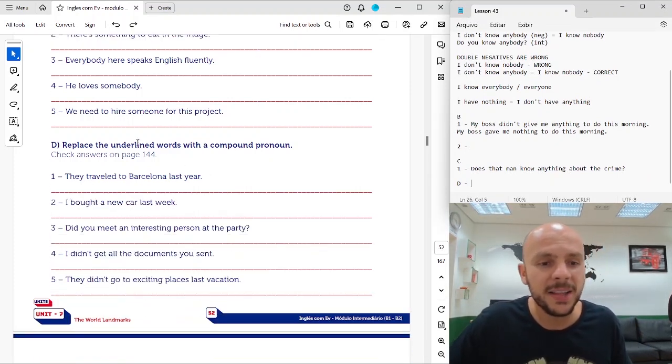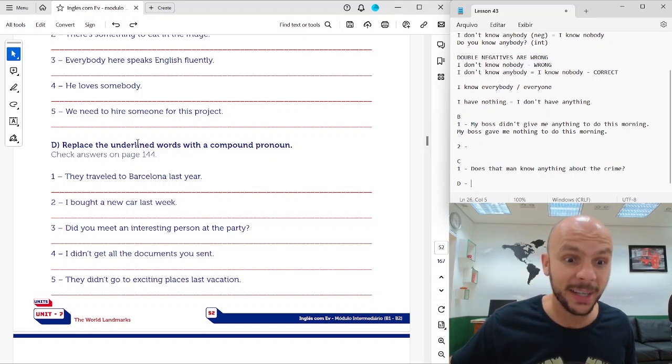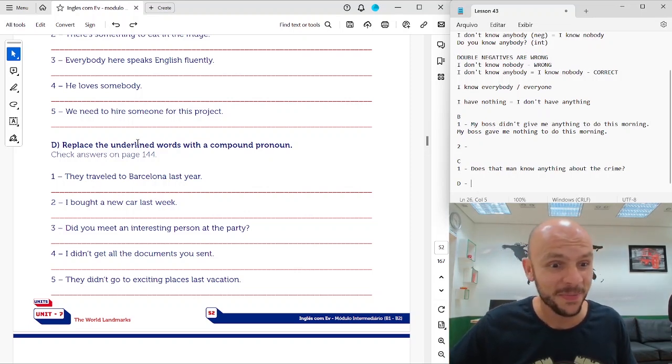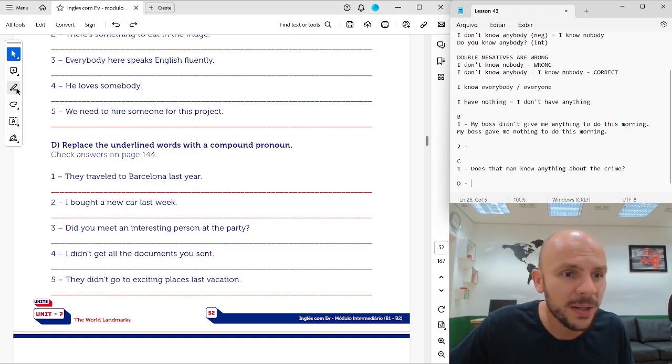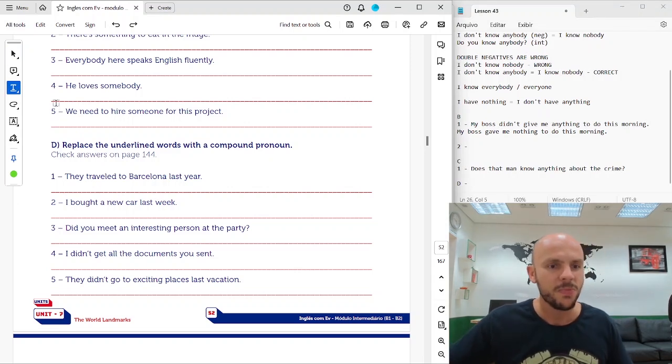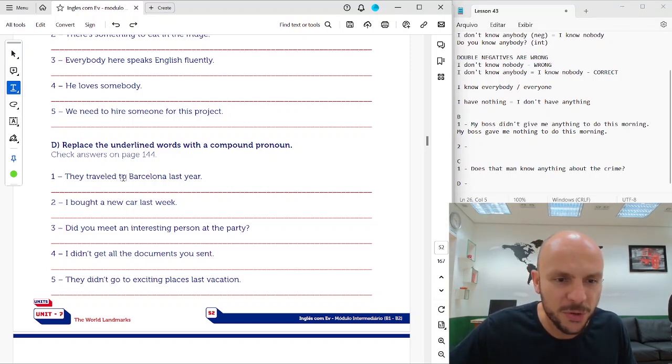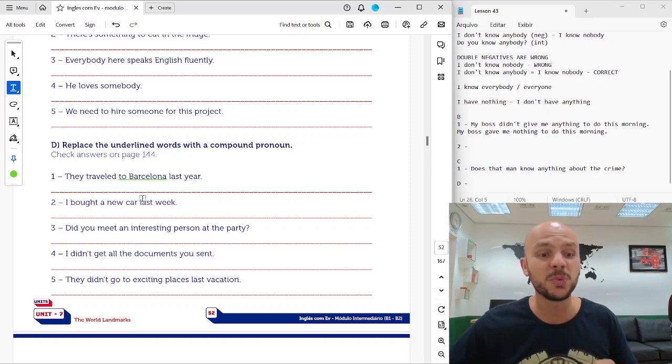Replace the underlined words that are not underlined. I have to underline now. Replace the underlined words with a compound pronoun. So you are going to replace these words here. Underline. They traveled to Barcelona. Okay? You are going to replace this word.